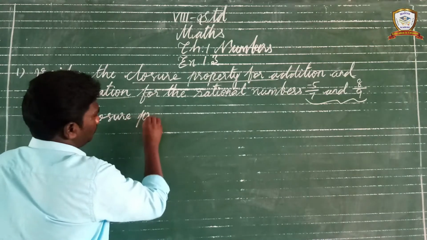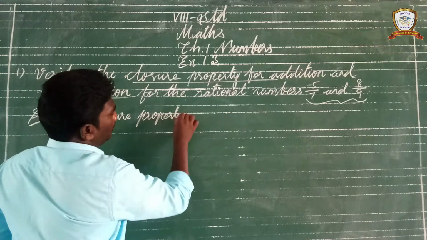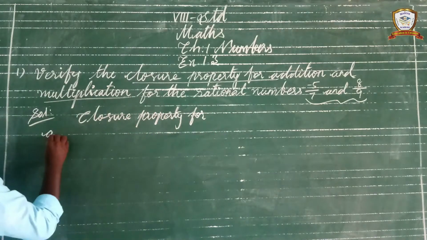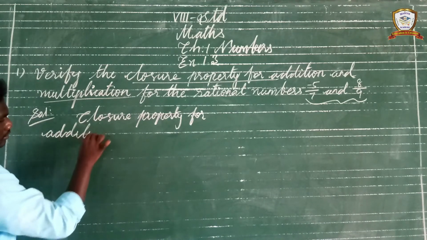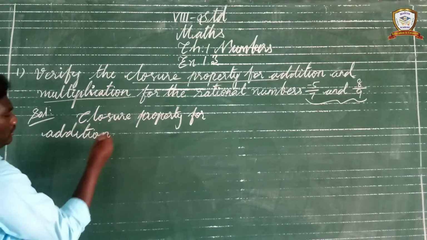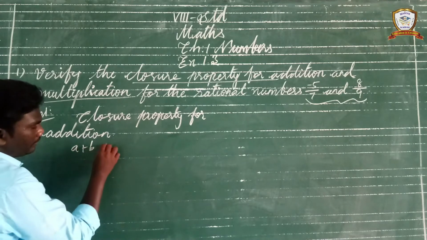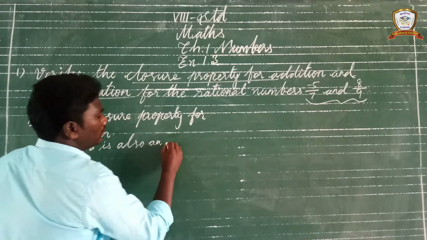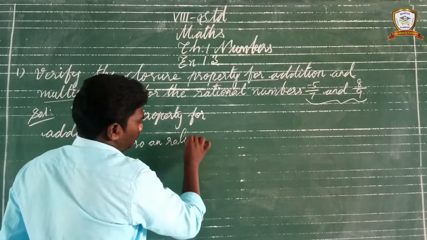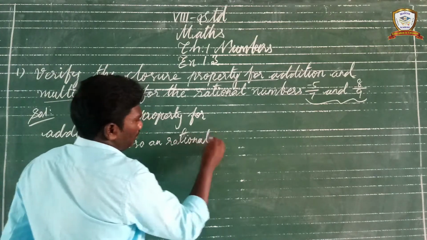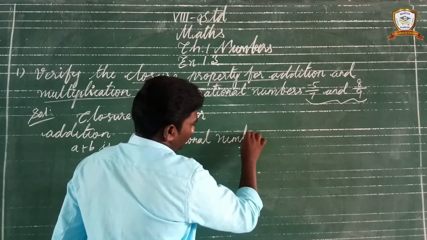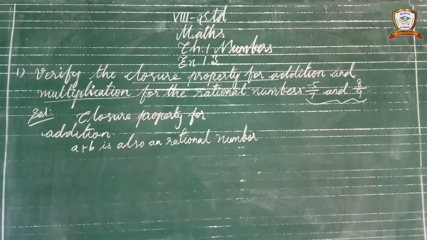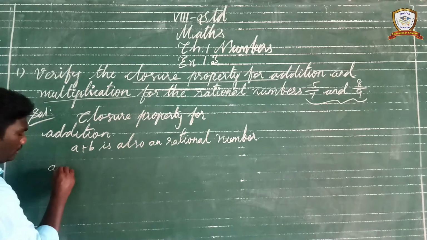Closure property for addition. What is the closure property for addition? A plus B is also a rational number. So this is the closure property. Okay, then answer: A plus B.